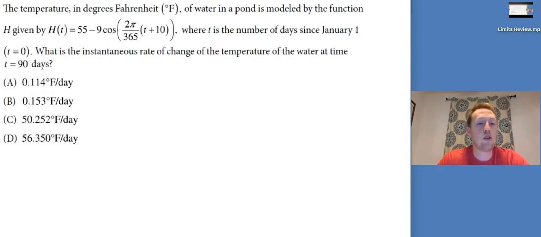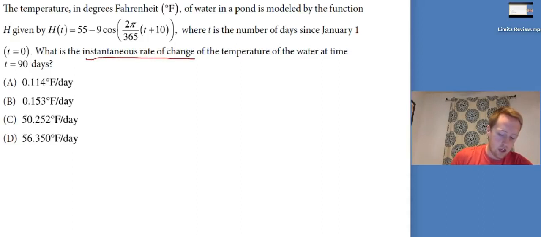Okay, let's look at our first question. We've got the temperature in degrees Fahrenheit of water in a pond is modeled by the function h of t given by all that stuff, where t is the number of days since January 1st, which is t equals 0. What is the instantaneous rate of change of the temperature of the water at the time t equals 90 days? Okay, instantaneous rate of change.